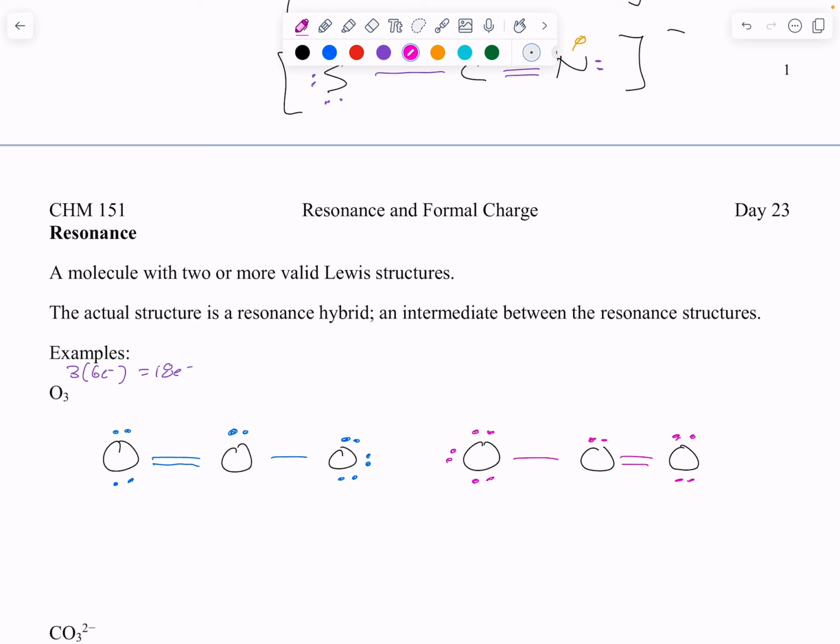Okay, and so the actual bonds, basically the oxygen-oxygen bonds, are like 1.5 bond strength. They're not double bond strength, they're not single bond strength, they're in the middle. All right.